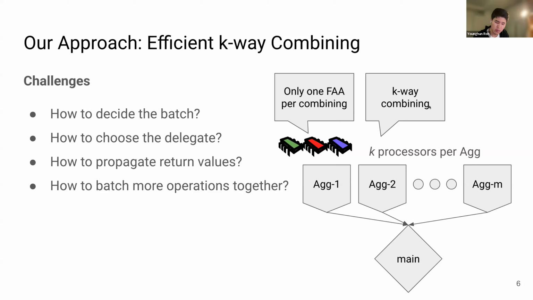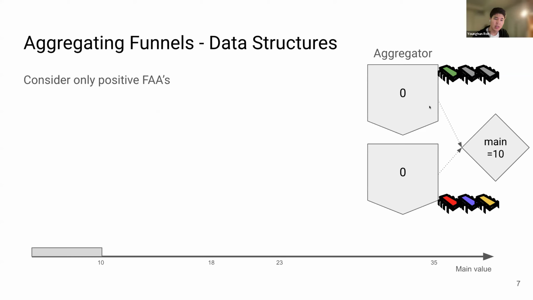Furthermore, we would like to increase the combining rate as high as possible so that we can achieve low contention with as low overhead as possible. So let's go see the details and see how we achieve this.